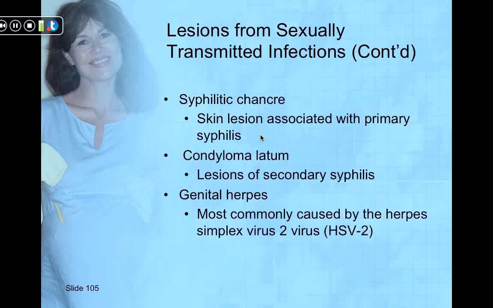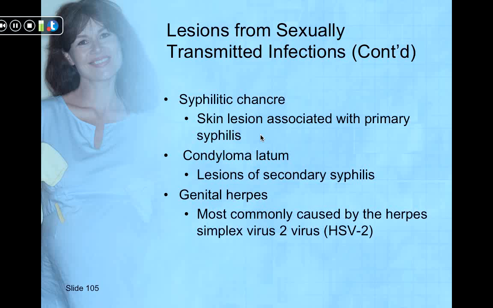Syphilis, canker from that, skin lesion associated with primary syphilis, we treat that with penicillin. We will see outbreaks of syphilis from time to time. And syphilis, the painless canker will eventually go away, and then it will manifest other places and eventually can cause neurologic problems. So if somebody comes in with a skin lesion, it needs to be thoroughly evaluated. The condyloma latum are lesions of secondary syphilis. Sometimes you can see rash from syphilis, rash on the palms of the hands.